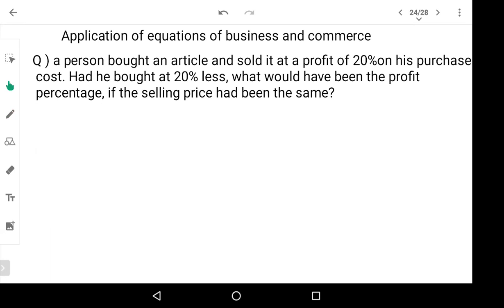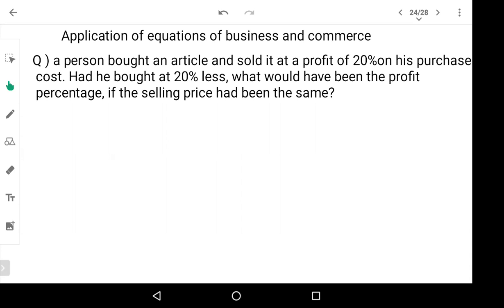So a person has bought a product. The product can be anything. Okay, it's just an article. So he has bought that article, and he has sold it also. He has bought it from somewhere and he has sold it at extra profit. So what is that extra profit he has got? 20%. Okay, now once he has got 20% profit, there is another scenario they're saying. If at all he has bought the product at 20% less, what will be the profit percentage now?